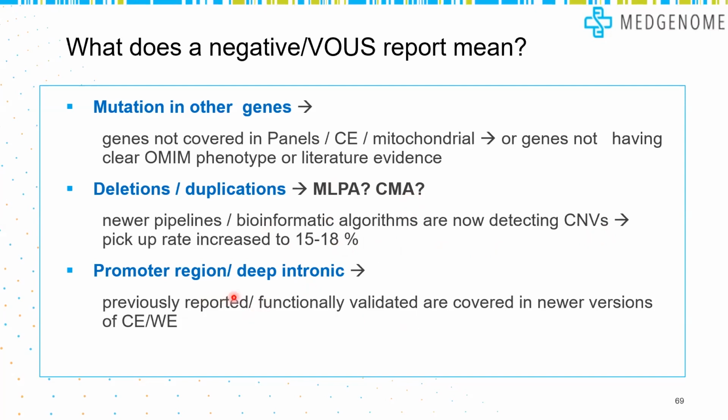Sometimes deep intronic and promoter regions are not covered in whole exomes, clinical exomes and panels. But again, as I've told, in the newer versions of the updated exomes, the reported functionally validated deep intronic variants might be covered. So the pickup rate has definitely increased. But if you have done a report maybe in 2016, 2017, since these updated databases are post 2018 or early 2019, you may have to do a reanalysis of the data.